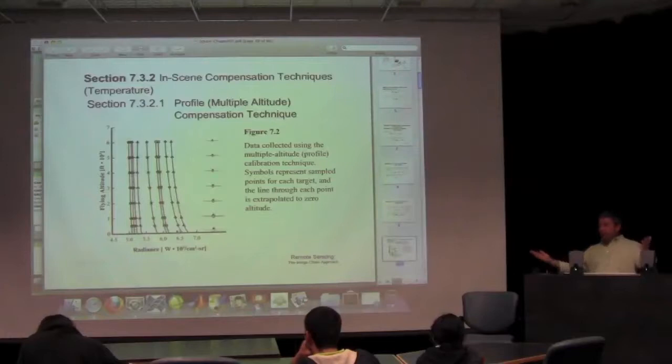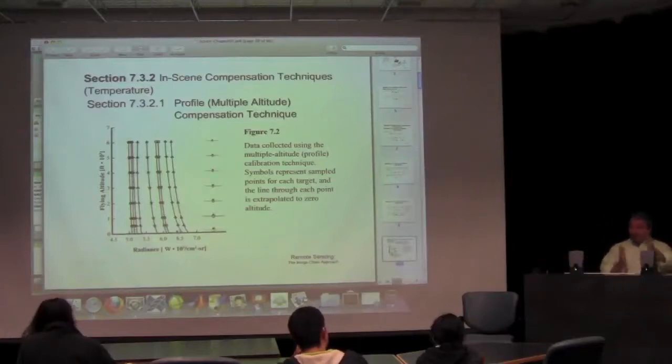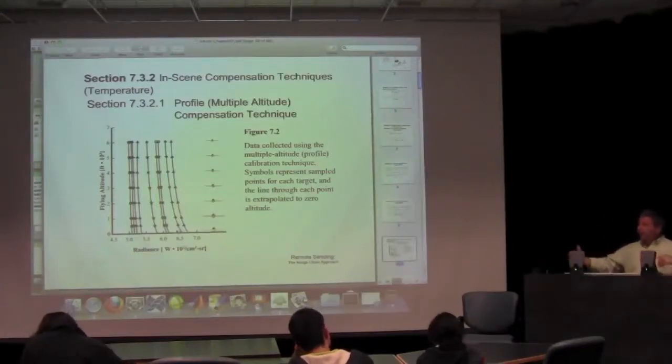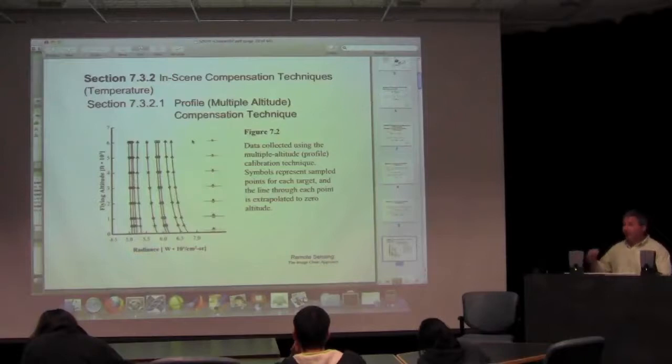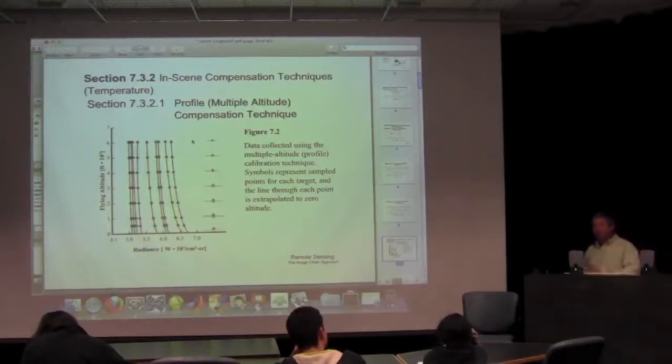So great. Now we have this data. We have radiance as a function of altitude for different targets on the ground. Now, eventually, I'm going to be flying at the height that I want to fly at. So let's say 6,000 feet. Let's say that's the final altitude that I'm going to actually do my remote sensing, collect that.